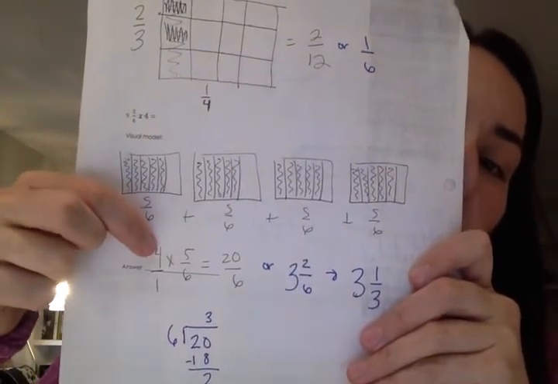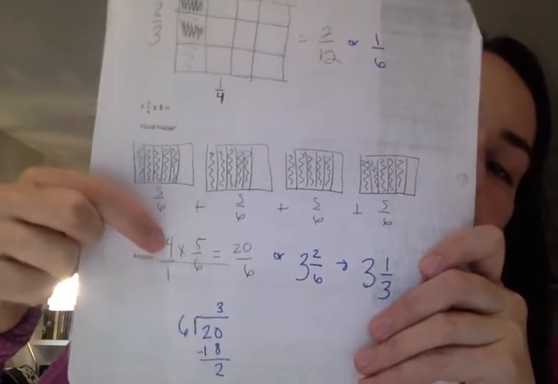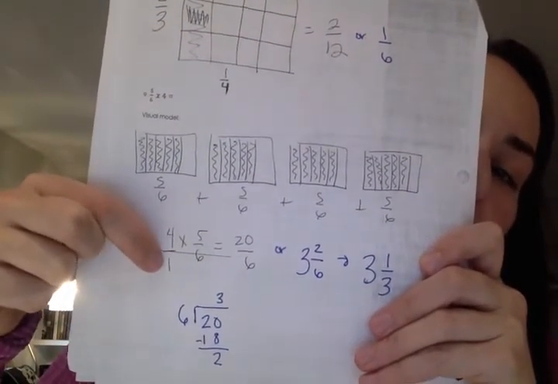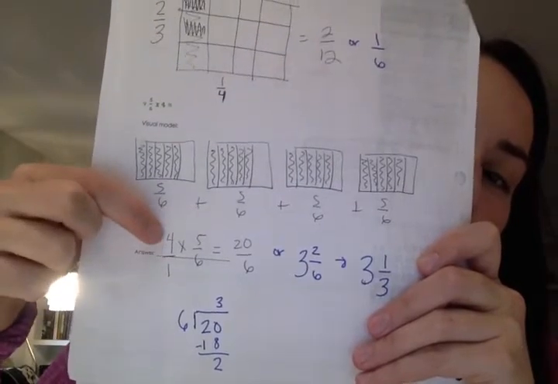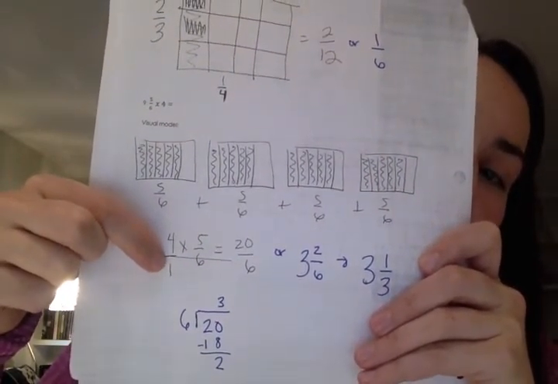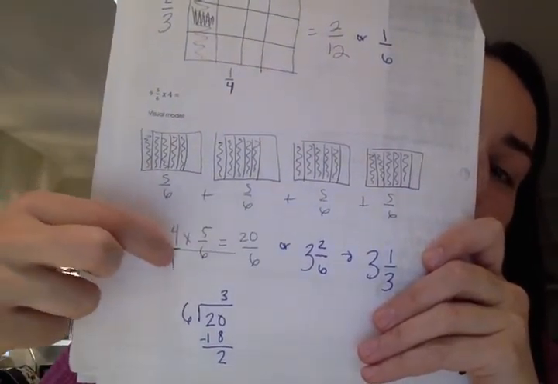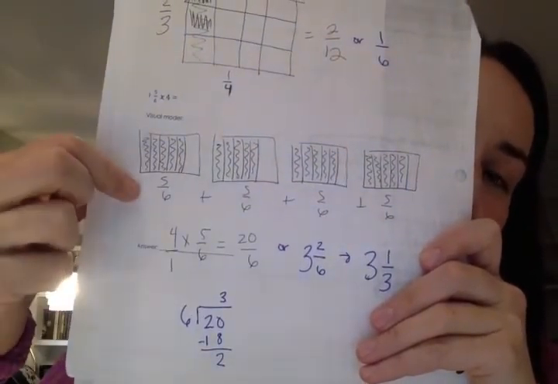Whenever I multiply a whole number by a fraction, I want to make it easier on myself by putting a denominator under my whole number. 4 is the same as 4 over 1. Now I can multiply across. 4 times 5 is 20. 1 times 6 is 6.